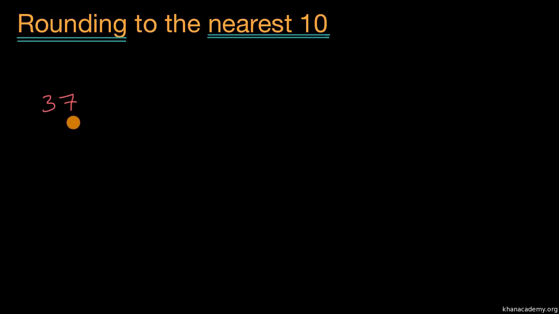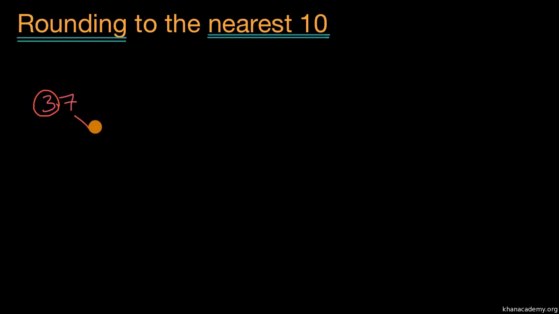But let's just focus on what it means to round to the nearest 10. So when they're talking about rounding to the nearest 10, we're going to be thinking about the tens place of the number. So we can see right over here in our tens place we have a 3. And so that 3 represents 3 tens. So the number 37, it's 3 tens and 7 ones. So it is more than 3 tens, and it's going to be less than 4 tens.